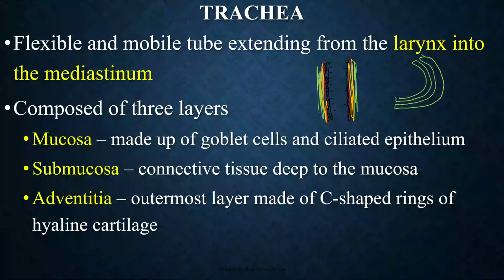And so the outermost layer is made of the C-shaped rings of hyaline cartilage. Cartilage is more or less like a rubber band. So that basically is all I can say. Not really all, but the most I can say about the trachea, though there is more to talk about on the trachea.